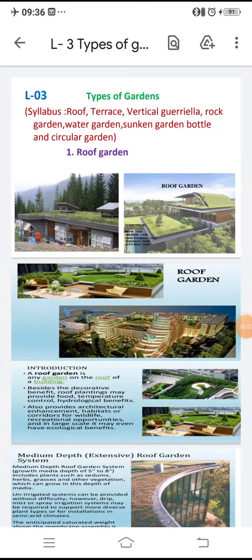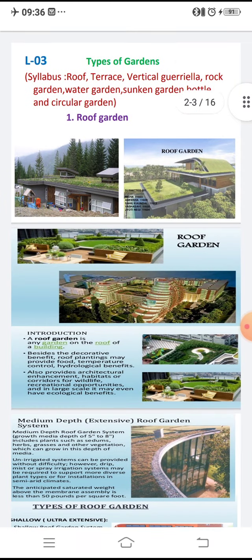So today we are observing the types of gardens. This is our third lecture. As per the syllabus, there are different types of gardens: roof, terrace, vertical, rock garden, water garden, sunken garden, bottle garden, and the circular garden. We will see them one by one.